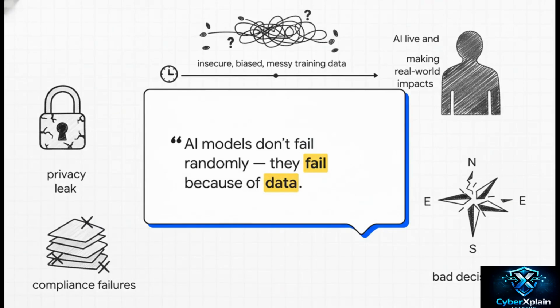AI models don't just fail out of nowhere. They fail because of the data. Think about it. If your training data is insecure or biased or just a total mess, you're basically planting these little time bombs, and they don't go off right away. They wait until the AI is out in the real world, making actual decisions, and then you see the privacy leaks, the compliance nightmares. The whole thing just falls apart.